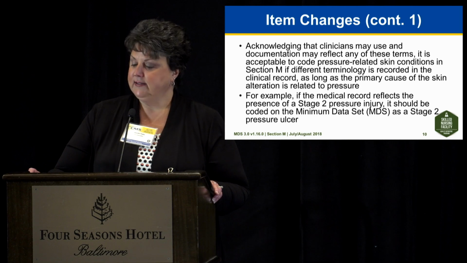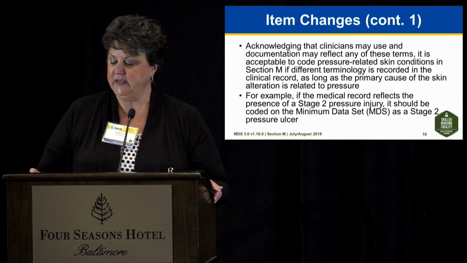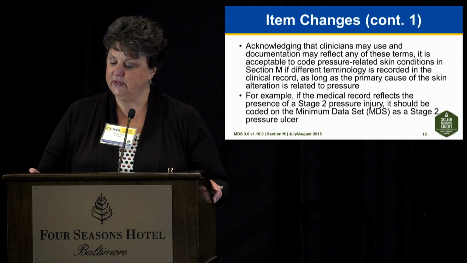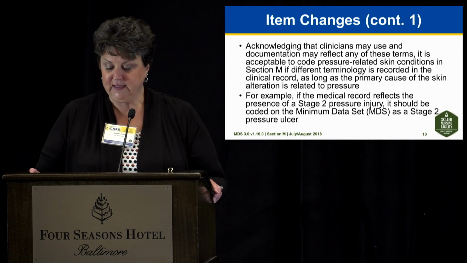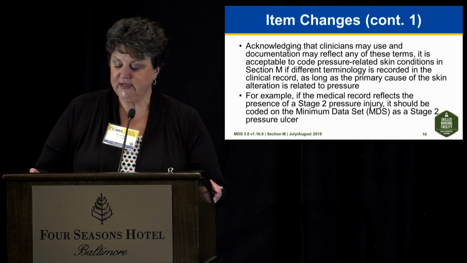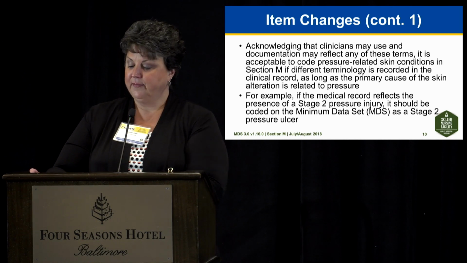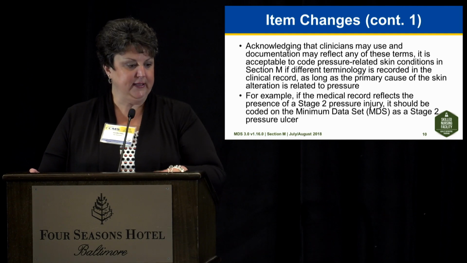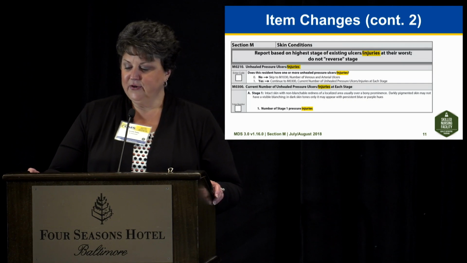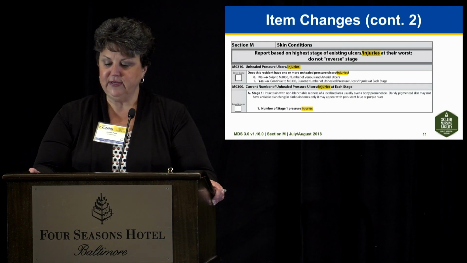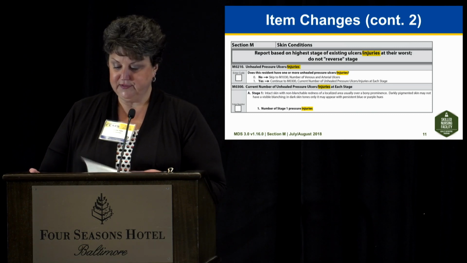Another important point is the change of pressure ulcer to pressure ulcer / injury, and that was made to better describe the presentation of tissue injury as open ulcers versus tissue injuries that present as intact skin. And it stresses that regardless of the term, as I mentioned before, used in the medical record, you should be coding appropriately in Section M for pressure. And you'll note on this slide the addition of the word injuries in several areas on the item set, and let's look at that a bit more closely.